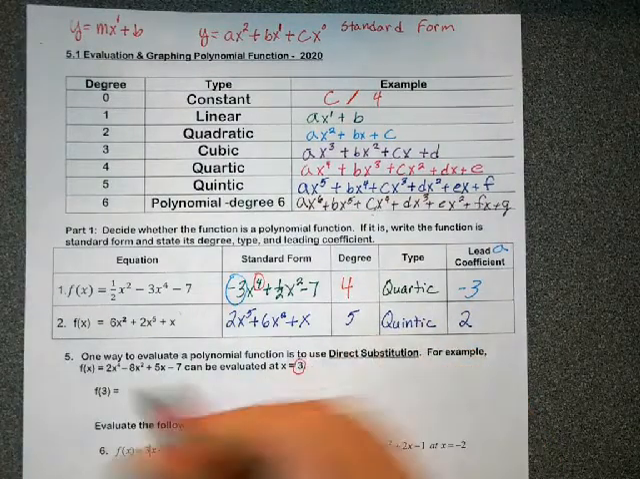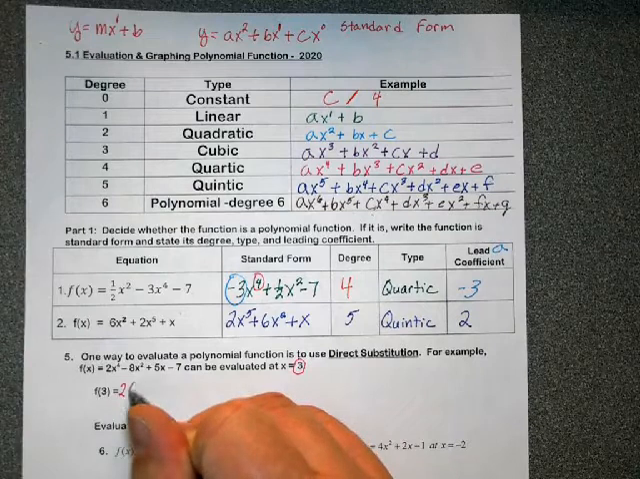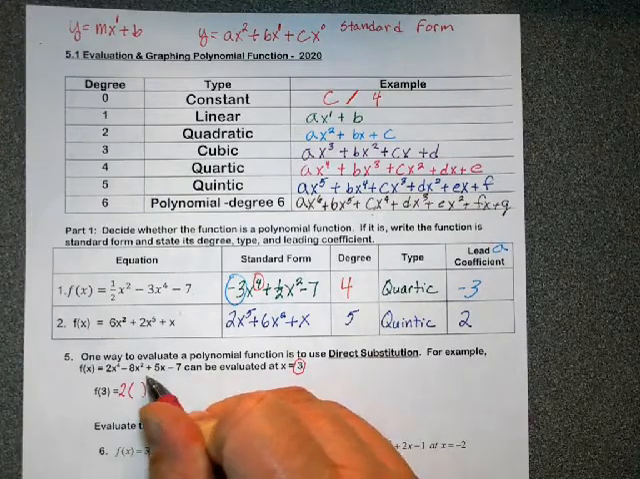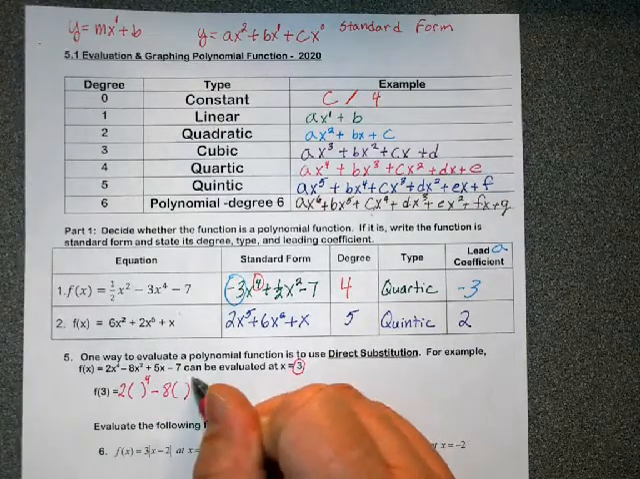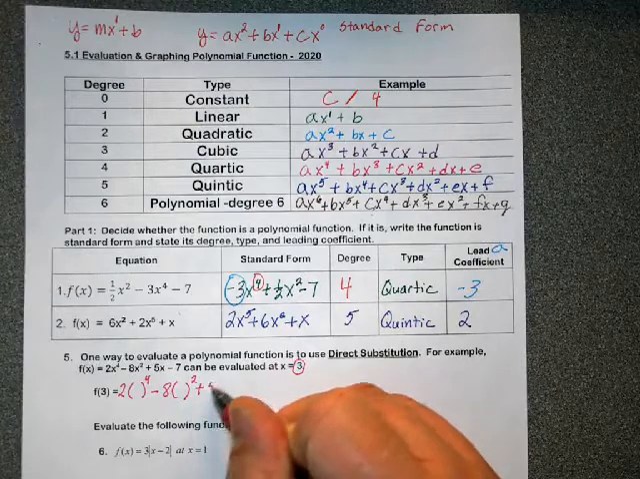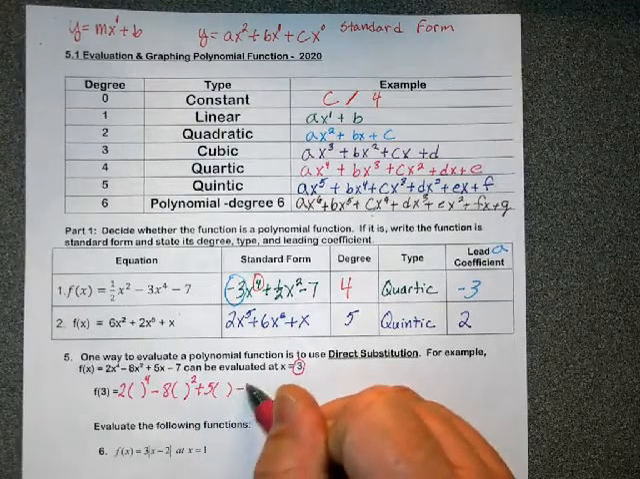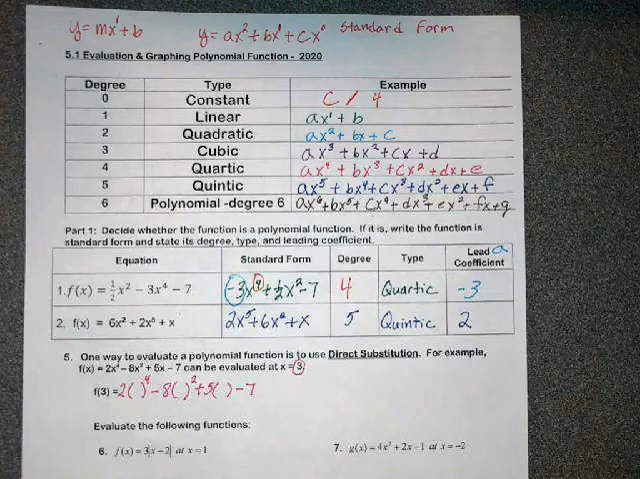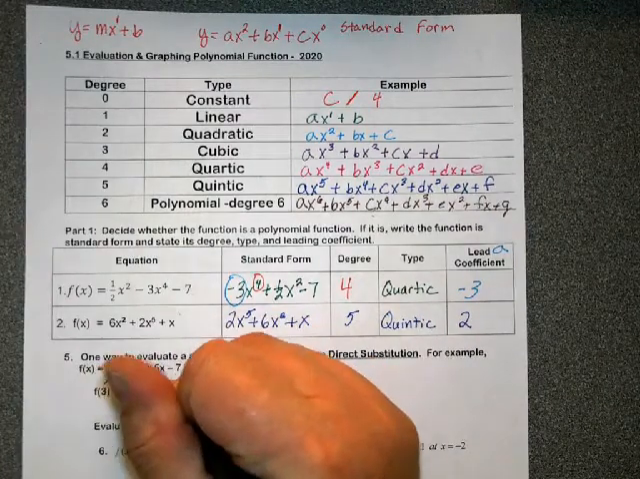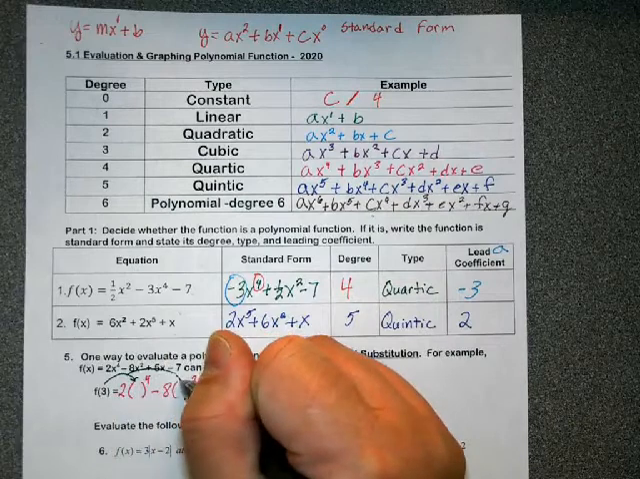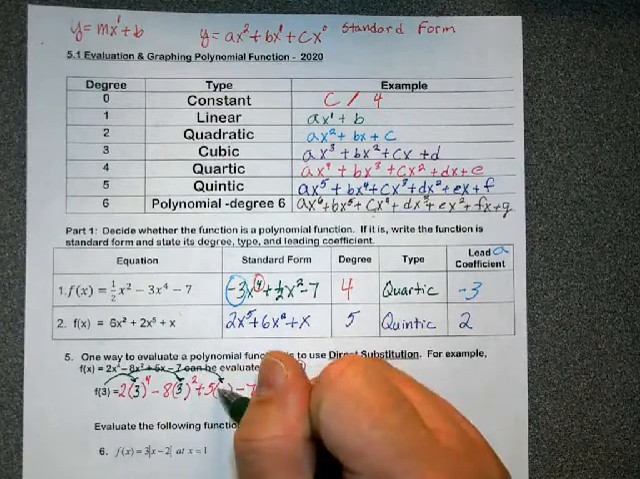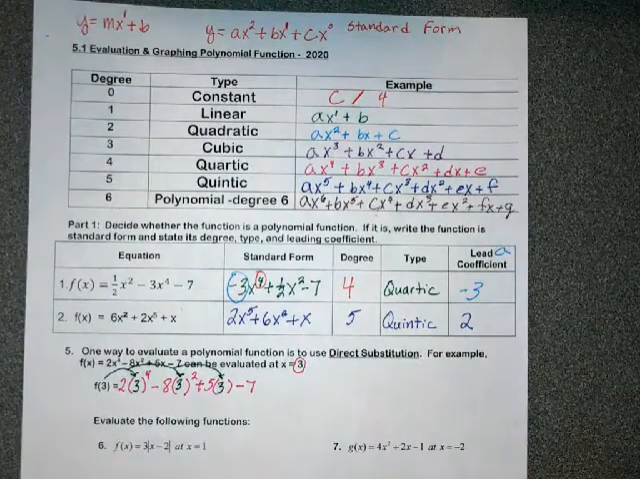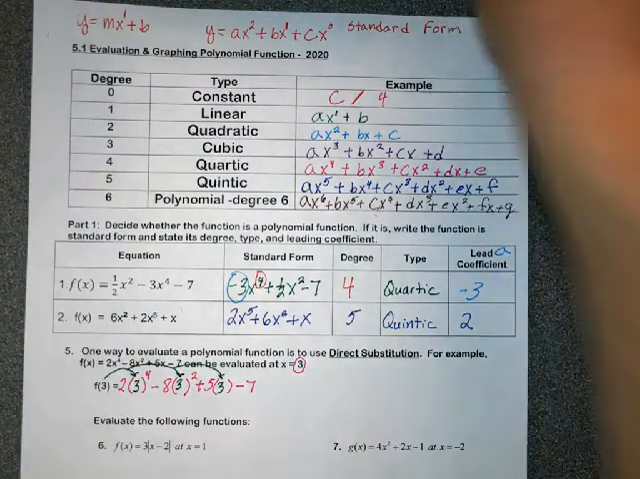So I have 2, I'm going to put parentheses, to the 4th, minus 8 parentheses for the x squared, plus 5 parentheses, minus 7. Then I'm going to substitute in 3 for my x. So here's a 3, here's a 3, and here's a 3. Now that I took all that time to put parentheses in there and write it out, I can easily do this on my handy dandy calculator.